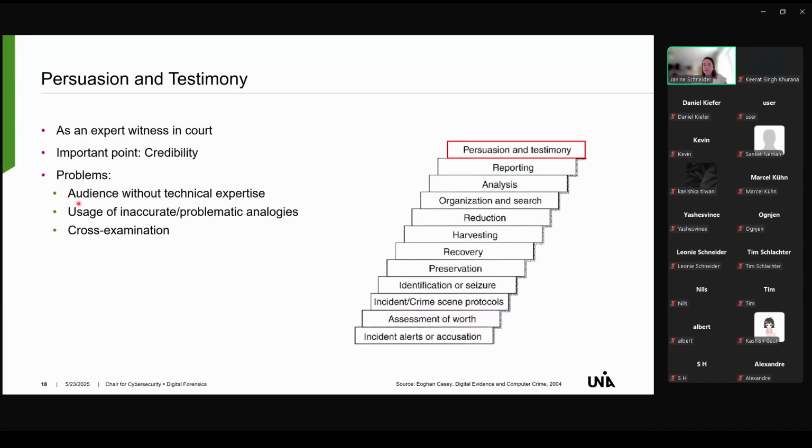So the problem is that the audience is usually without technical expertise. So judges, prosecution people, defense people, they are lawyers. They usually don't have technical expertise. So you have to tell them what you found in the evidence technically, but in a way that they understand what you did and what was happening. And often enough, especially lawyers use inaccurate or problematic analogies.